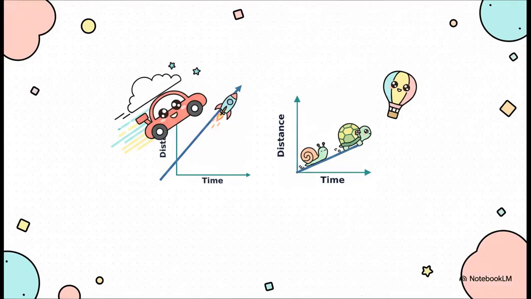So, the steeper the line, the faster something's moving. Take a look here. On the left, you see that super steep line? That means an object is covering a lot of distance in a short amount of time. It's going fast. Now look at the line on the right. It's much flatter, more shallow. That means not much distance is being covered over time, so it's going slow. The steepness tells you everything.